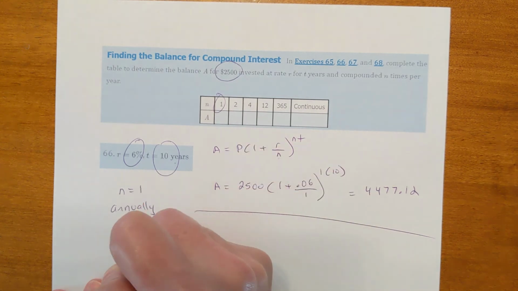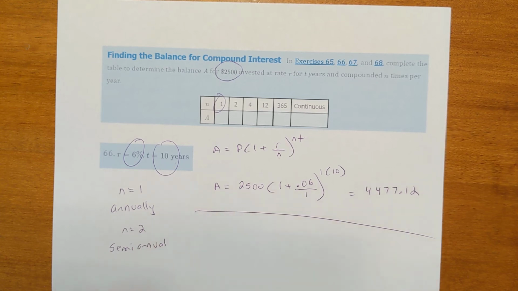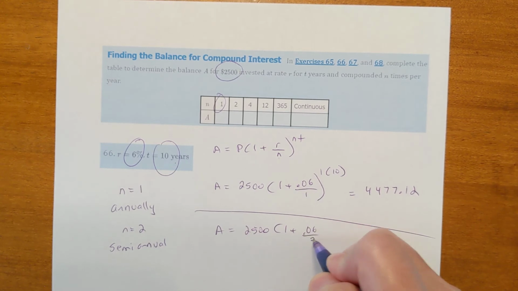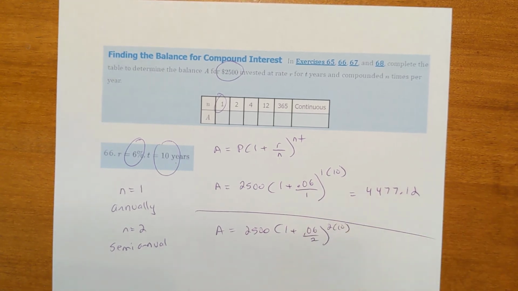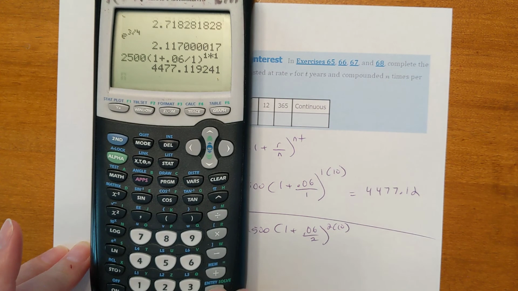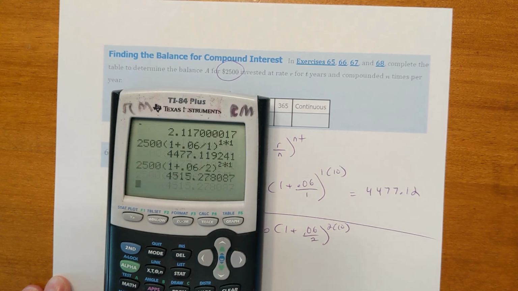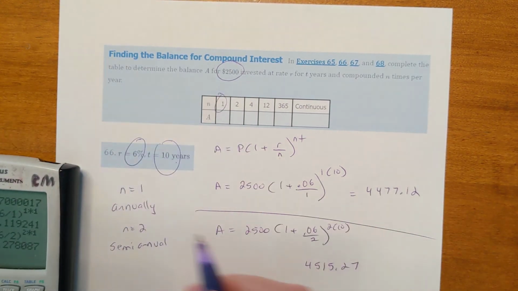Next up, you've got semi-annually. When n is 2, you're earning interest twice a year. So you'll earn interest on your interest, which will give you more money. So the amount would be 2,500 times (1 plus 0.06 divided by 2) to the 2 times 10. Now you can hit second, enter, and it pops your old equation back up, and you can just go back and type over things. So I'm going to type over the 1s with 2s because I changed my n to 2. That made $4,515.27.